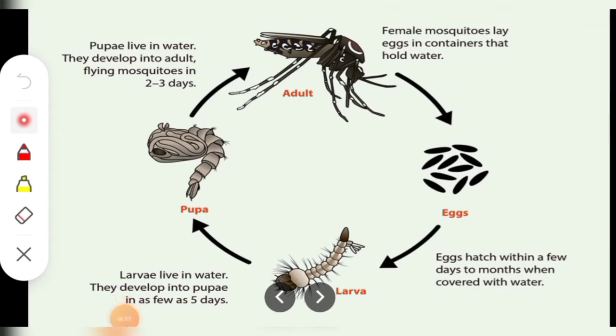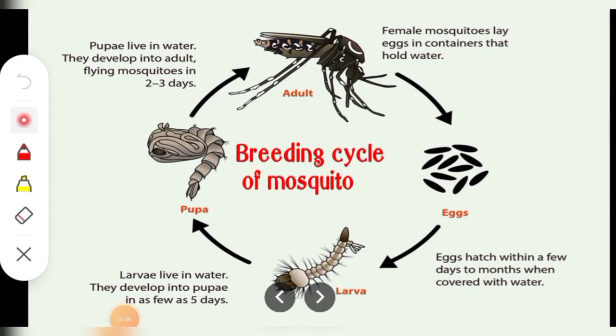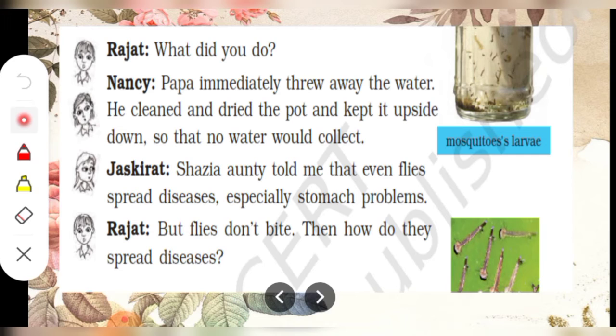Then, dear kids, we had studied the breeding cycle of the mosquito. I hope you must be remembering there are 4 main stages in the cycle of a mosquito. First one is eggs. Then eggs convert into larva. Larva converts into pupa. And within 2 to 3 days, pupa converts into an adult mosquito. Now, let us proceed with the chapter.